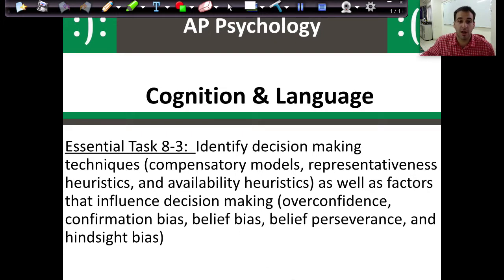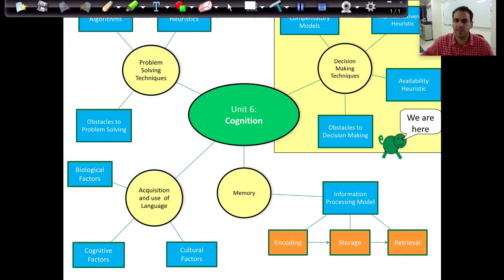So we're still working on cognition and language. And today we're going to take a quick look at decision making. So we're going to look at a lot of biases that go along with decision making as well today. Okay, so here we go. This is where we are, decision making. These are the 4 categories which we'll be looking at today. You guys ready? Okay, here we go.